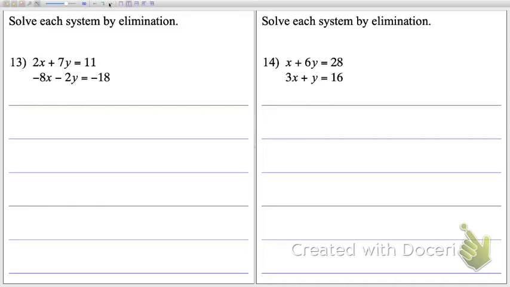So is 13 lined up? Yes. A couple of them are messed up, but 13's lined up. Elimination means we eliminate. We get rid of a variable. So which variable would you like to get rid of? X or Y? Y. X.